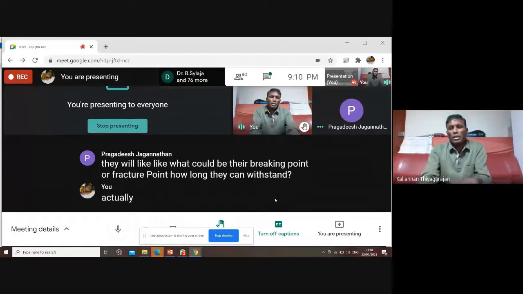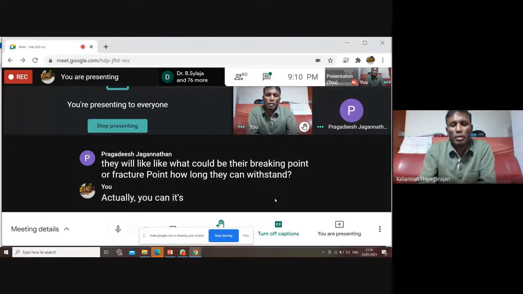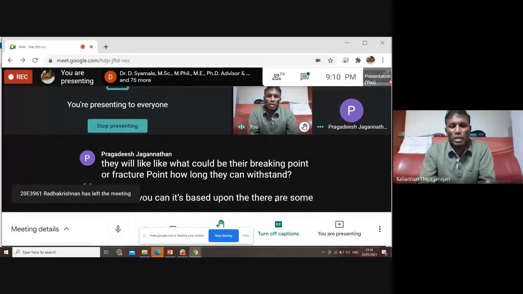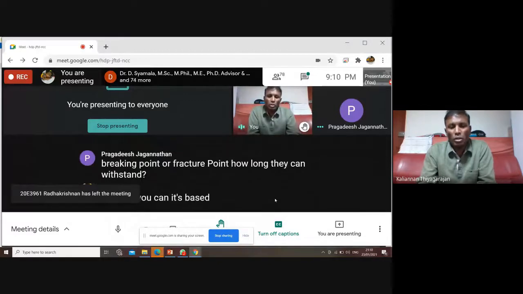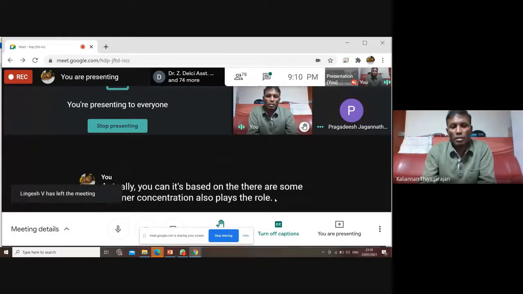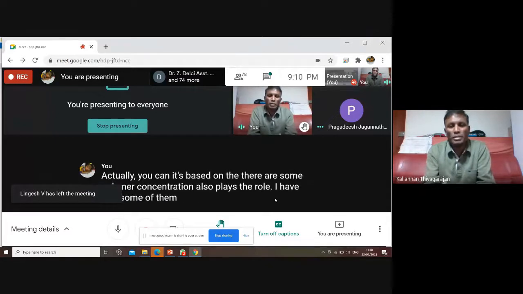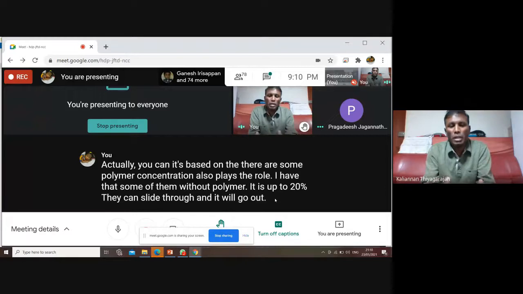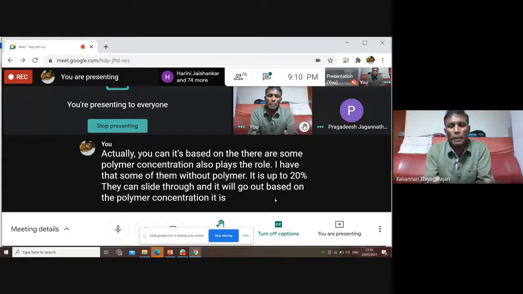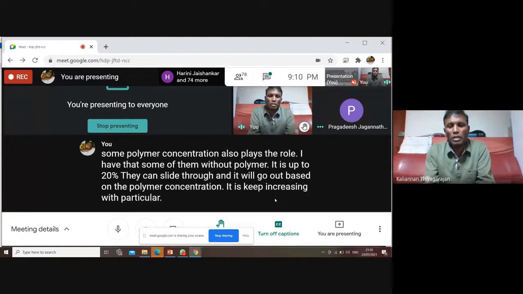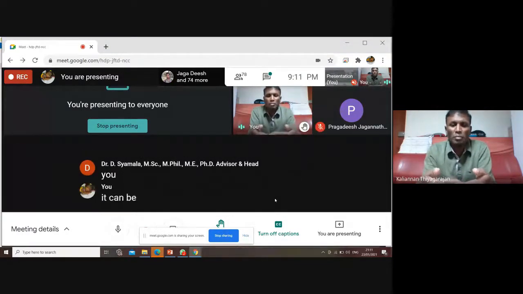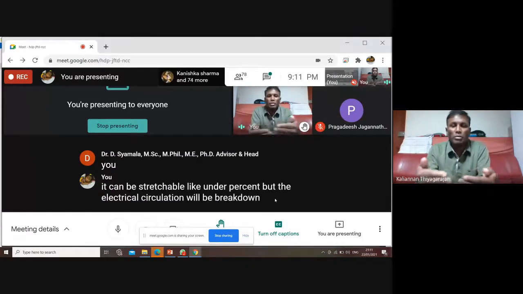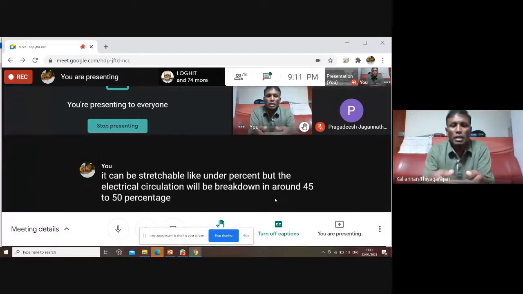It is based upon the polymer concentration, which also plays a role. Without polymer, it is up to 20%; they can slide through and it will go out. Based on the polymer concentration, it keeps increasing. Particularly for the electrical, it can be stretchable up to 100%, but the electrical percolation will break down at around 45 to 50%, in my case.